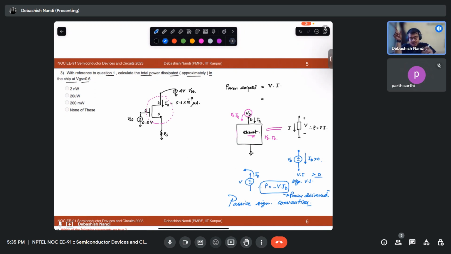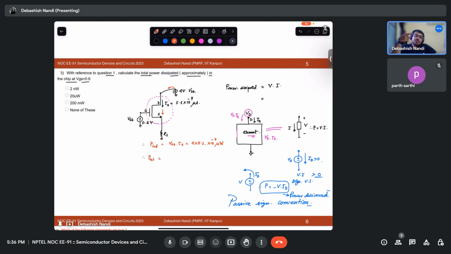So in MOSFET, understand this very carefully, that this voltage source is delivering power, but this MOSFET is dissipating power. So the power dissipated for an individual MOSFET will be P individual equals VDD times ID. That would be 4 times 5.1 into 10 raised to minus 7 microwatt. Volt into ampere is your watt, right? So now what would be P total?